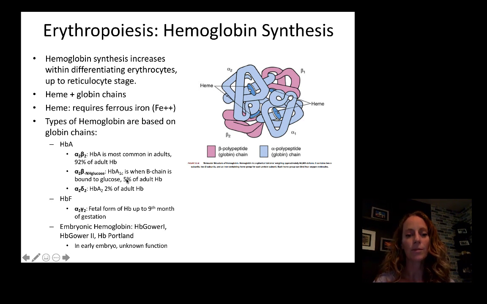There are other forms of hemoglobin that you will learn as you progress through this clinical program. In particular, you will learn from our hematologists that hemoglobin changes through embryonic fetal development and into childhood and adulthood. So keep this in mind as you look at some of the conditions later on in hematology.